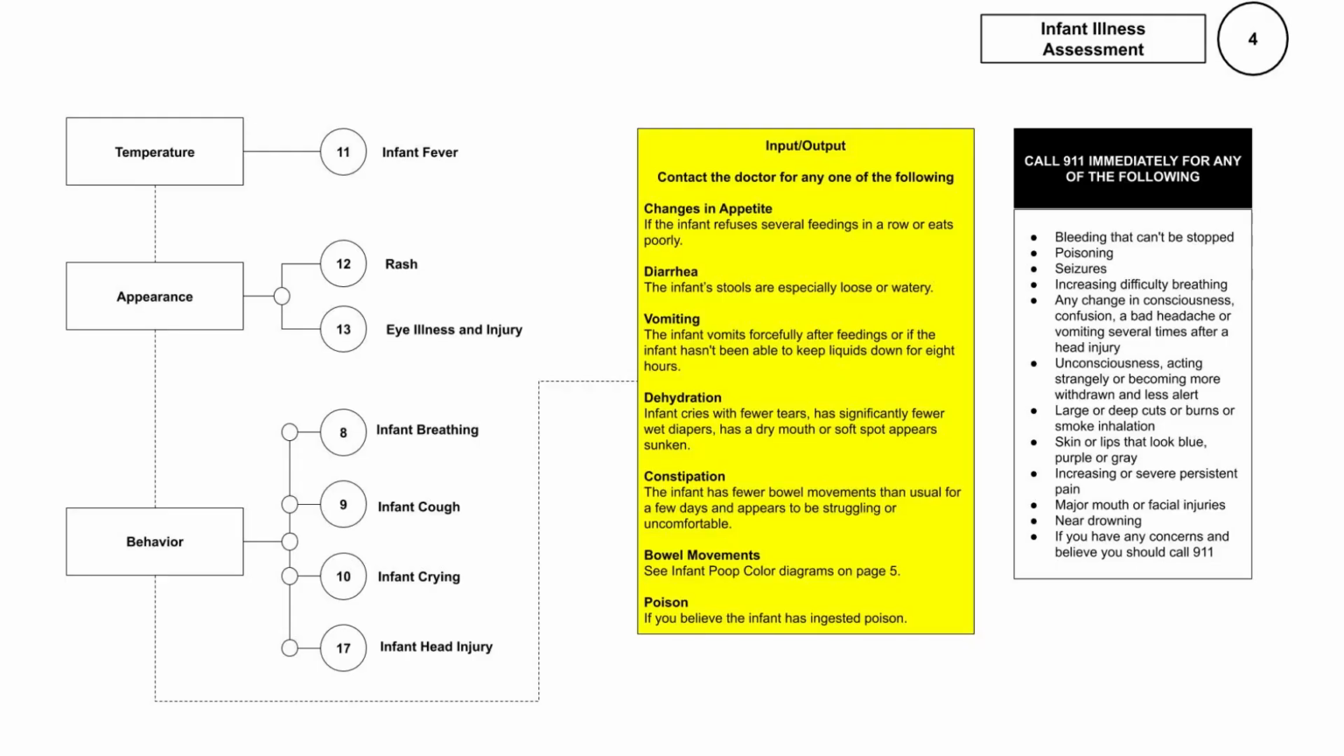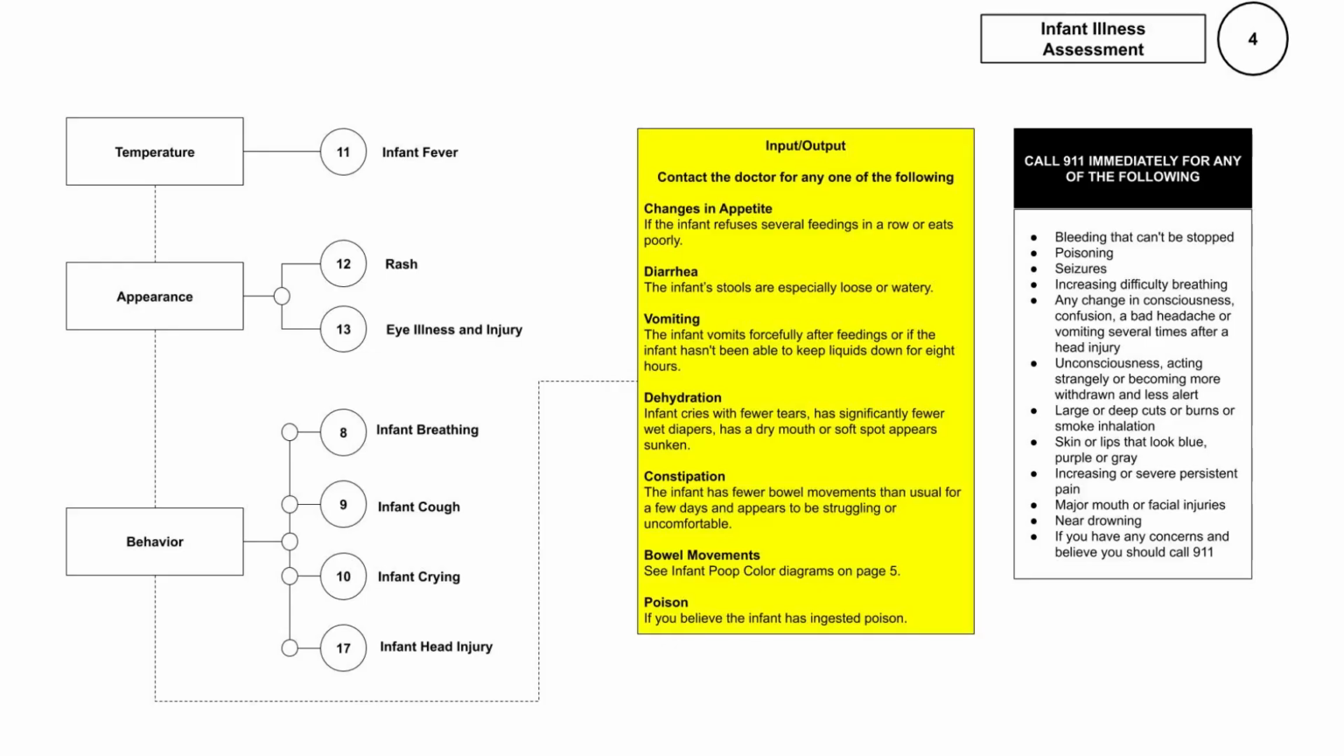We also want to look for signs of dehydration. Signs of dehydration are going to include fewer tears, or the infant has significantly fewer wet diapers, or you see that the infant has a dry mouth, or you notice the soft spot on the infant's head is sunken in.